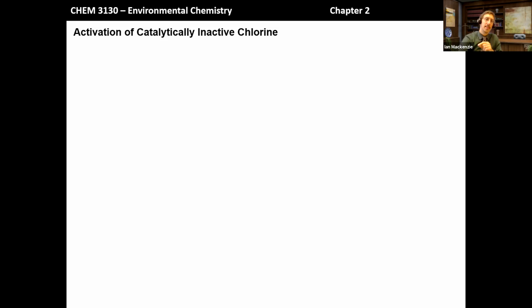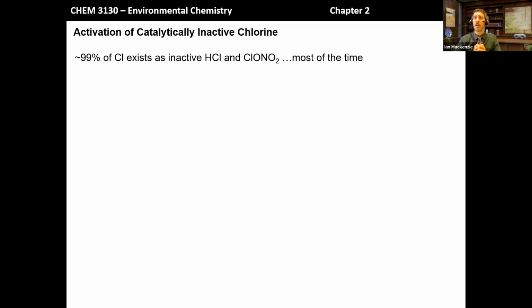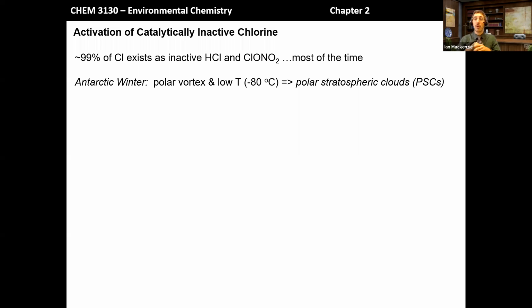But wait a moment, you might be asking, I thought about 99% of the chlorine exists in its inactive form, HCl or chlorine nitrate. So why is 1% chlorine really an issue? Well, it might not actually be much of an issue if the chlorine existed in its inactive form all year round, but it doesn't. There's a period of time that requires specific conditions where the inactive chlorine gets converted into active chlorine. And that occurs during the Antarctic winter.